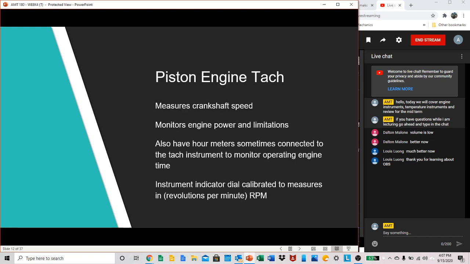So talking about piston engine tachometers. In a piston engine, the tach measures crankshaft speed. It also monitors engine power and limitations.